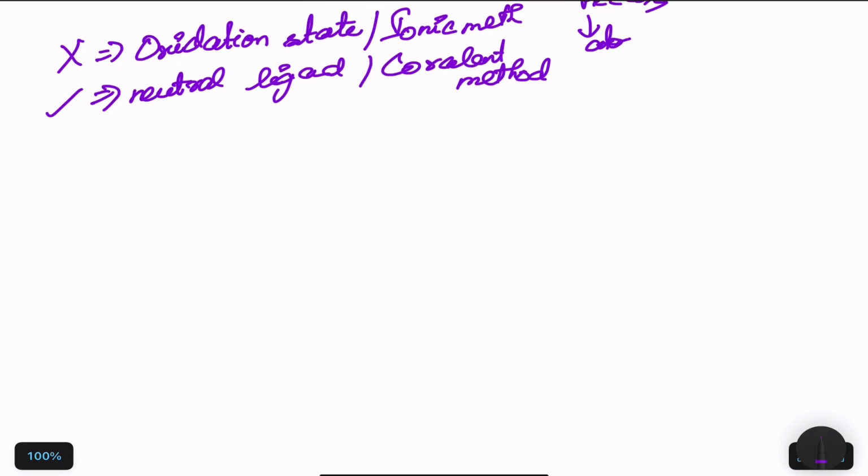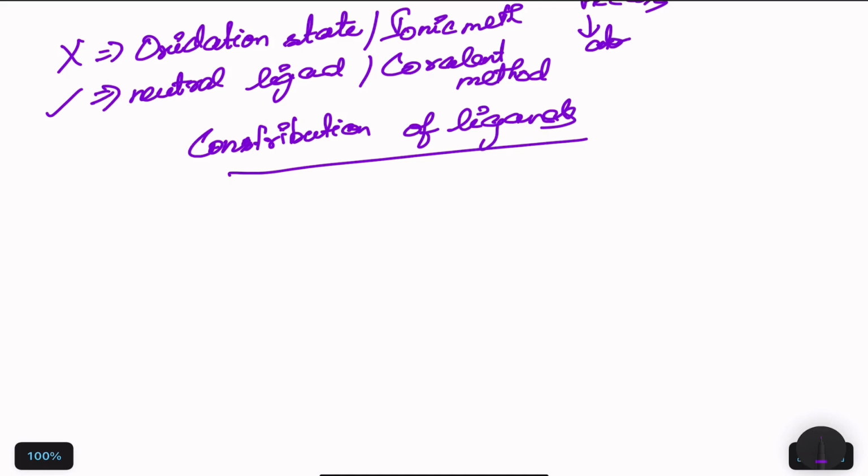Basically, first we will see the contribution of ligands in both the neutral and the oxidation method. Consider a metal carbonyl. They will give it like this, and you have to write it like this: metal carbonyl.